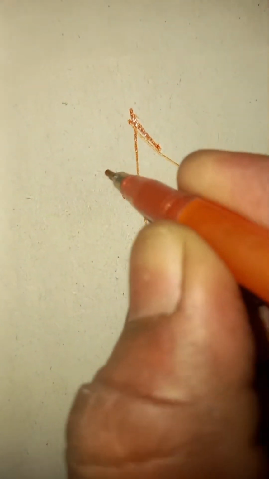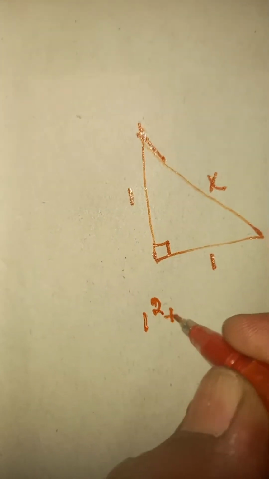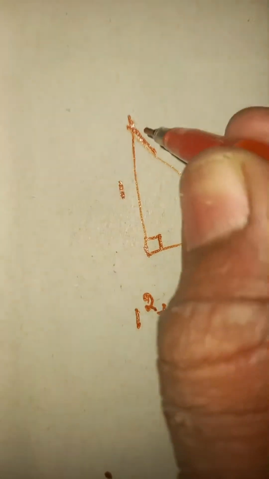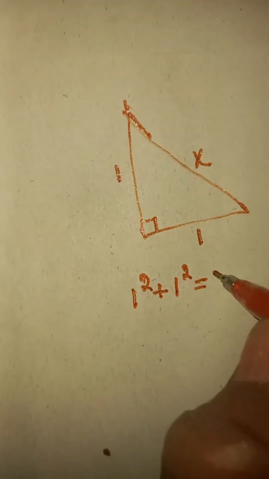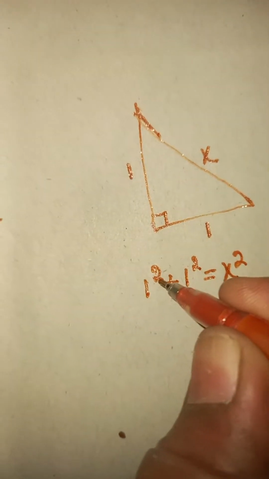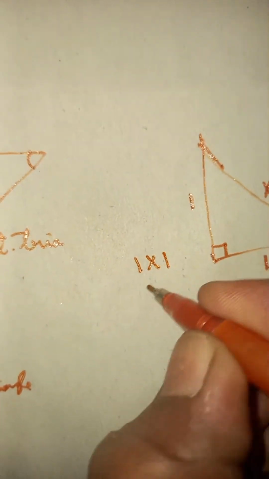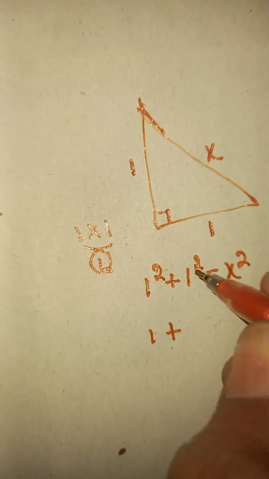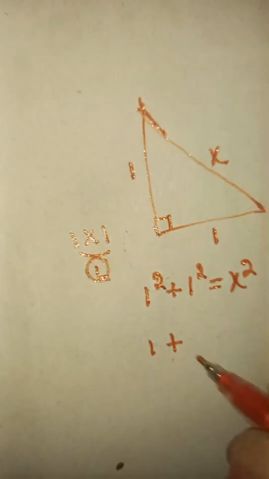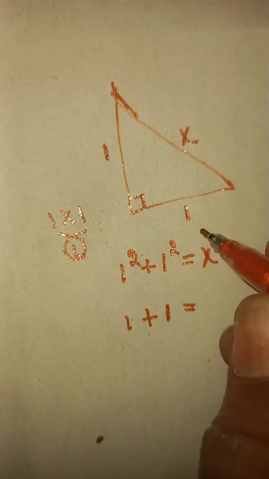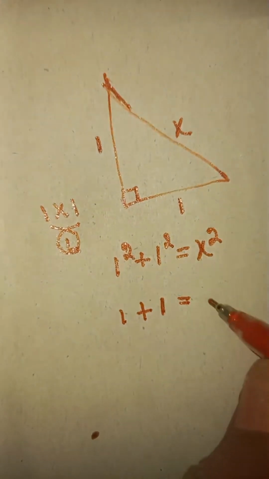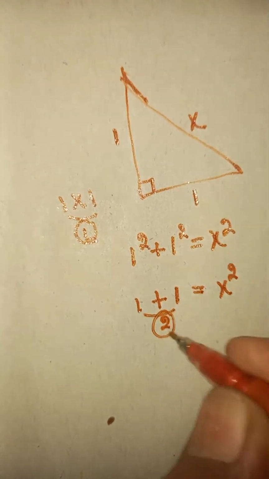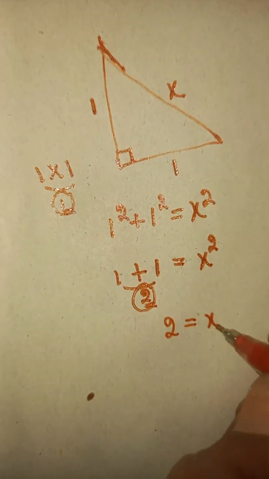Let's square this side, that is 1 square, and square this side again, that is also 1 square, which is equal to the square of the hypotenuse. That is going to become x square. 1 square means you can write it as 1 times 1, which remains as 1. And again, this 1 square is also 1 times 1, which is also 1. And this is the hypotenuse, so it becomes x square. 1 plus 1 is nothing but 2. So 2 is equal to x square.